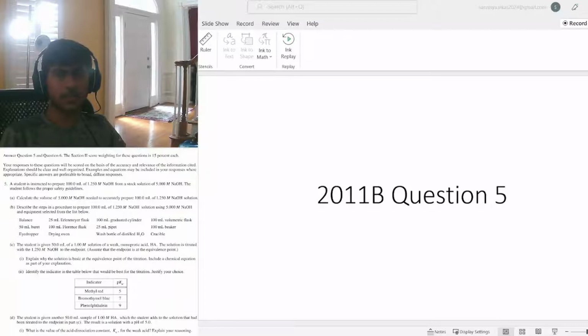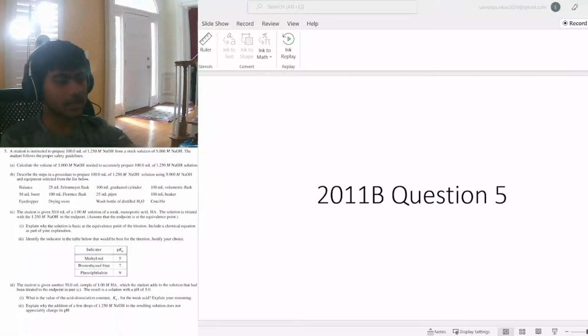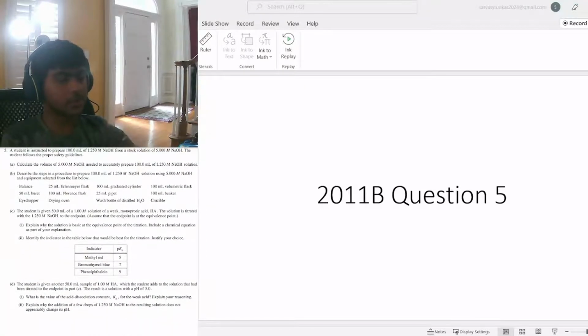And with that, let's get started on our question. Here it is. A student is instructed to prepare 100 milliliters of a 1.250 molar sodium hydroxide from a stock solution of 5 molar sodium hydroxide. The student follows the proper safety guidelines, and we're asked to calculate the volume of 5 molar sodium hydroxide needed to accurately prepare 100 milliliters of the 1.250 molar sodium hydroxide.